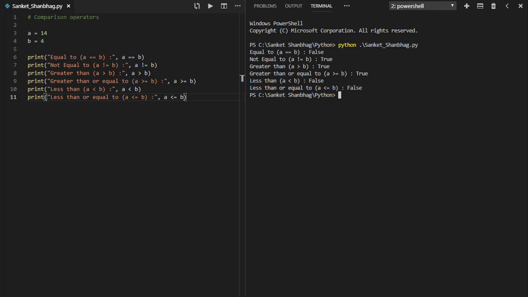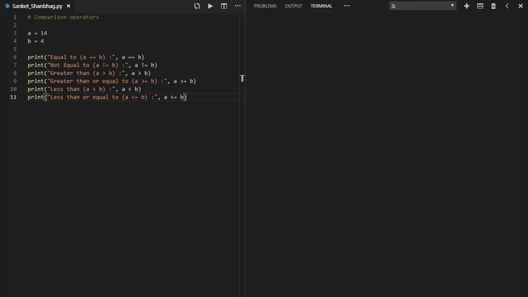In the next program, I am going to cover comparison operators. Comparison operators available are equal to, not equal to, greater than or equal to, less than or equal to.